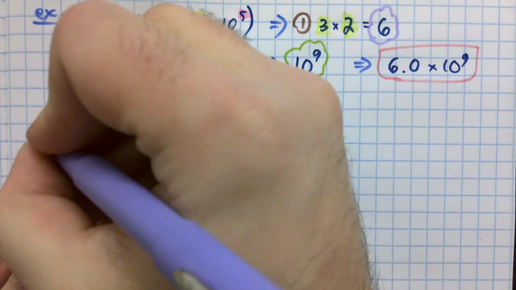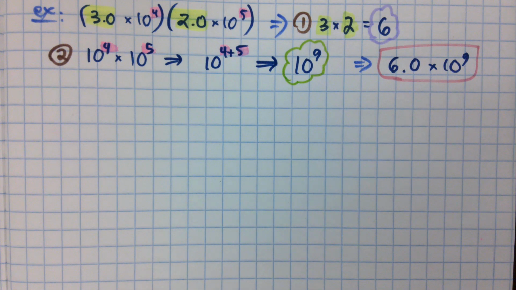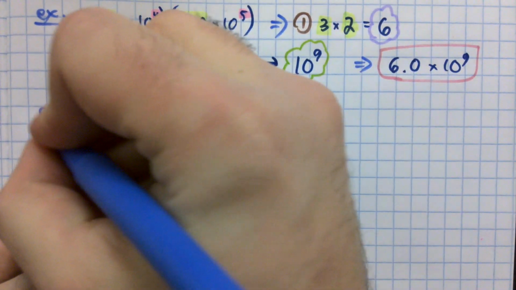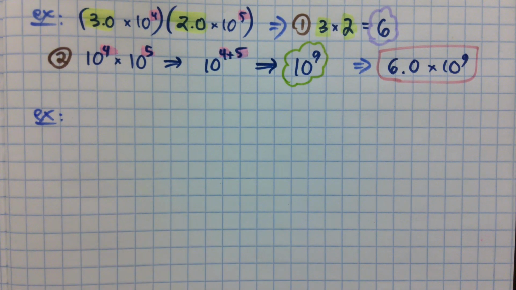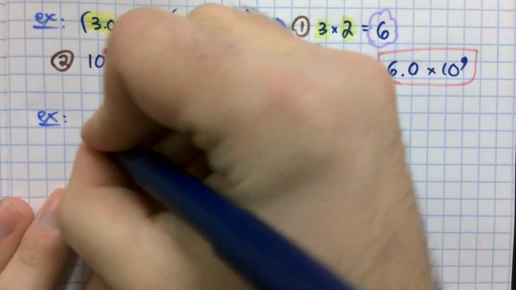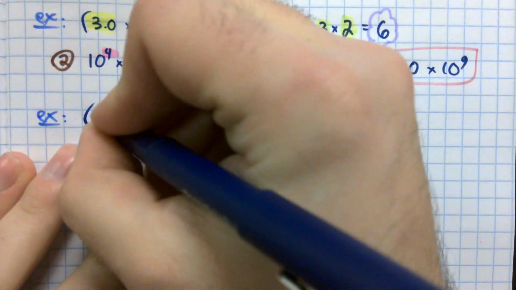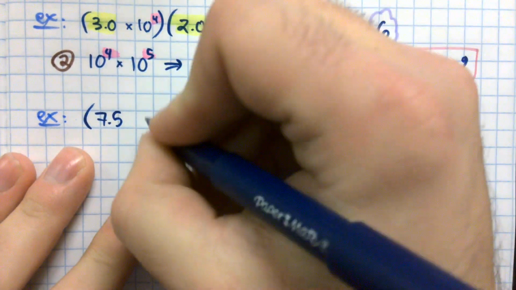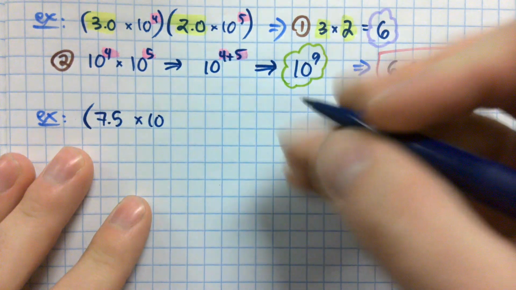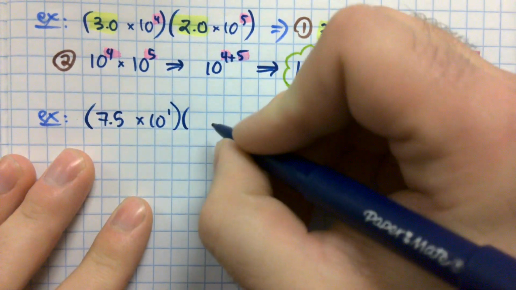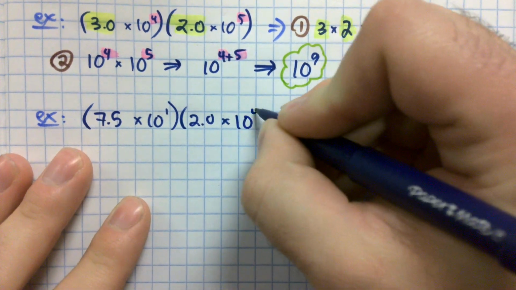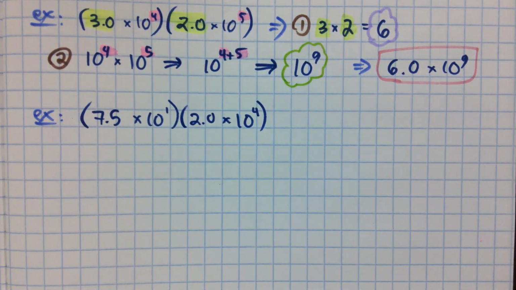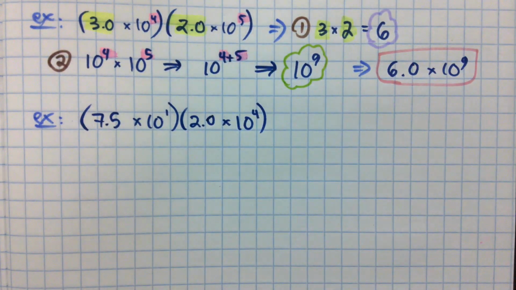Now let's do an example where we have a step 3, and then we'll be done.